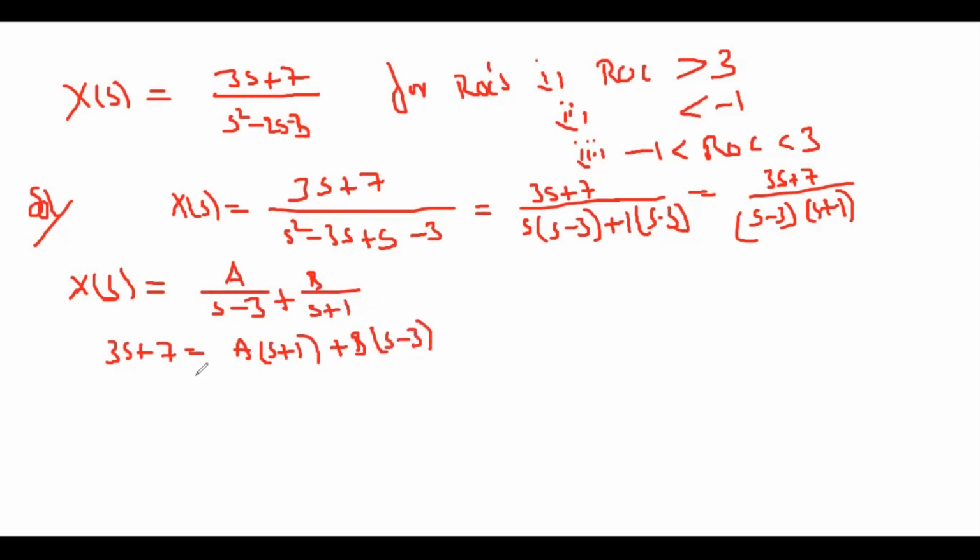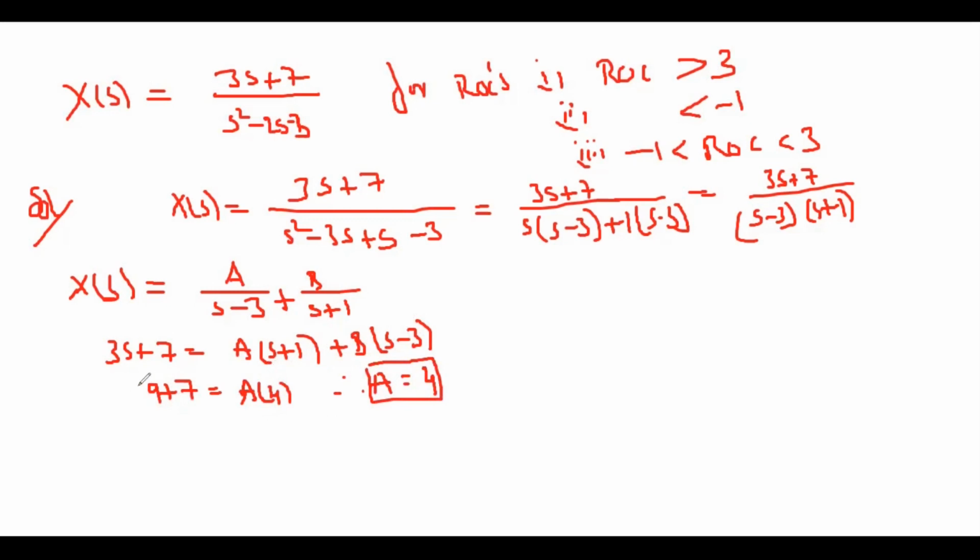Got it? Now you can substitute s is equal to 3 in this equation. S is equal to 3 means B is 0. 9 plus 7 is equal to A into 3 plus 1, which is 4. 9 plus 7 is 16. Therefore, A is equal to 16 by 4.